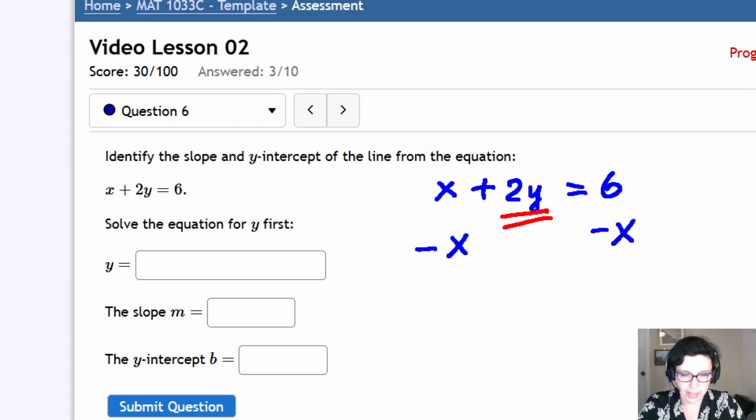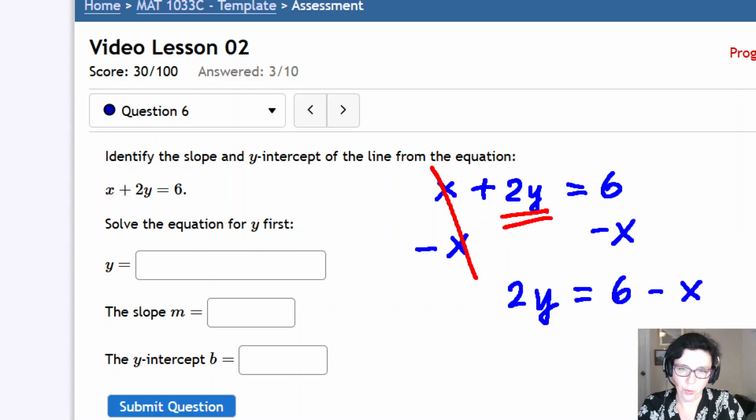What that does is it's just going to cancel it over here. That's going to go away, because if you add a number and then subtract a number, that gives you 0. And then 2y will still be left. So you're going to get 2y equals 6 subtract x. We're almost done solving this for y, but we have one other thing, and that is this 2 right here that we need to get rid of. How do we do that?